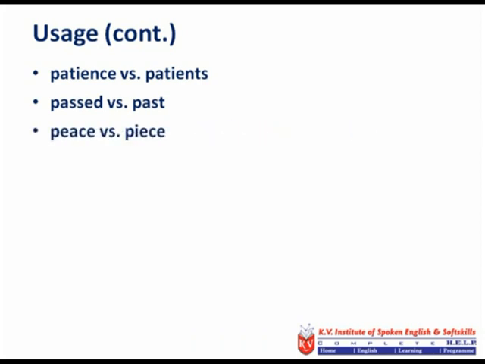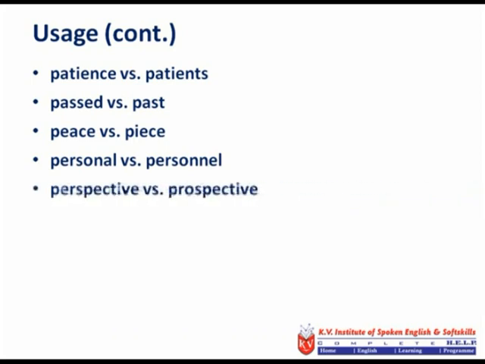Peace versus piece. Peace means mutual harmony. Piece is one of the parts which has been separated. Personal versus personnel. Personal means pertaining to a person. Personnel means a body of persons employed in an organization. Perspective versus prospective. Perspective, a technique of depicting volumes. Prospective means in the future.